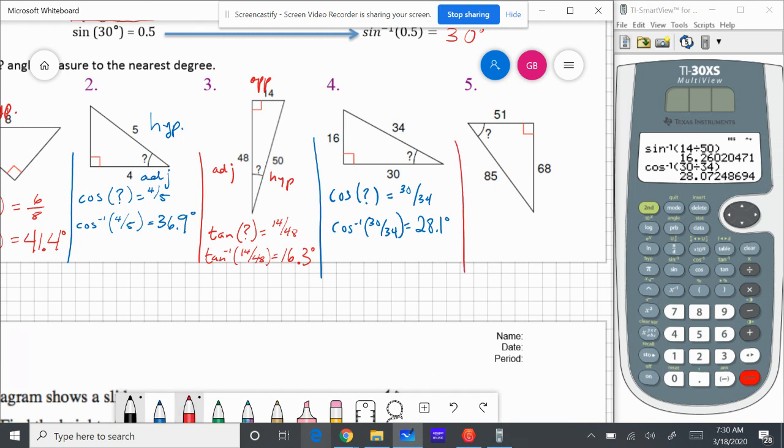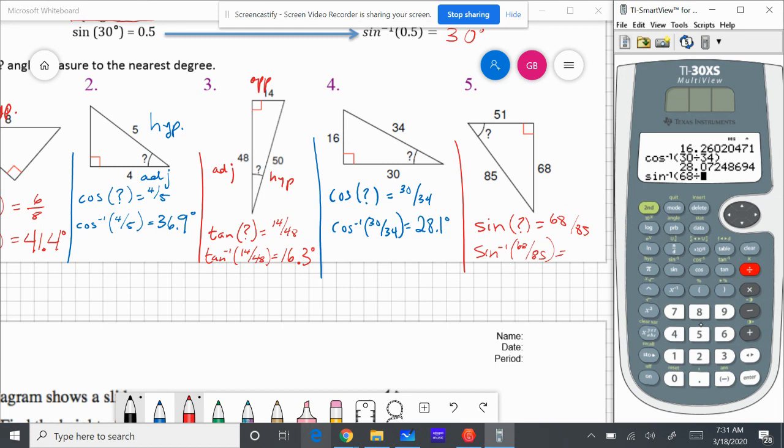And last one, I use the sine for this one. So the sine of the angle is opposite 68 over hypotenuse 85. So the sine inverse of 68 over 85 is going to be 53.1 degrees.